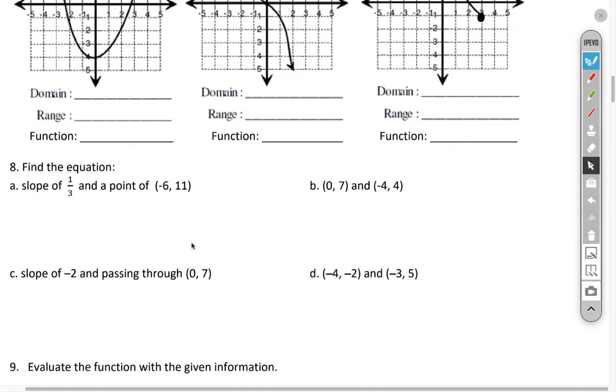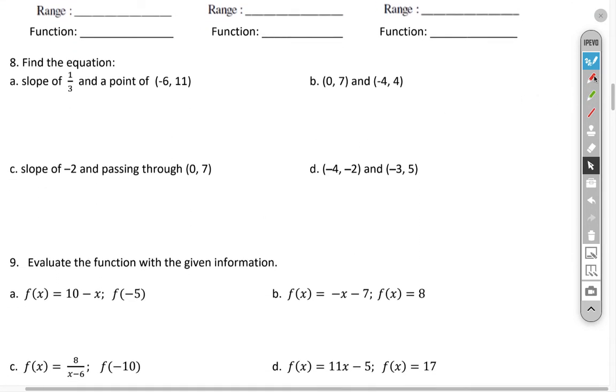All right, number 8 says to find the equation. So we were given the slope and we were given a point, but we don't have a b value. So we need to find that by plugging it in. Remember, y equals mx plus b. So we're going to take this ordered pair, plug it in for y and x, and put 1/3 in for m and solve for b.